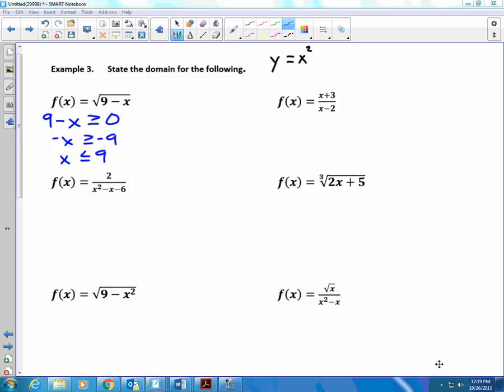As you write the domain, you may state x is less than or equal to 9, or you could write from negative infinity to positive 9 with a bracket. Any questions how I did that? That's the domain. You try plugging in numbers here. You try plugging in 10. 10's not included, is it? 9 minus 10 is negative 1. Can't take the square root. So that should make sense.